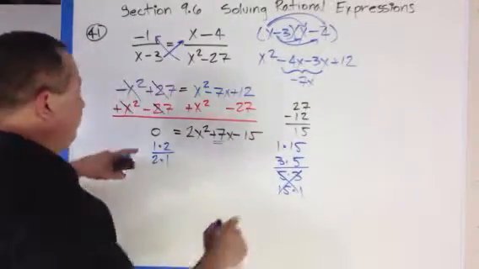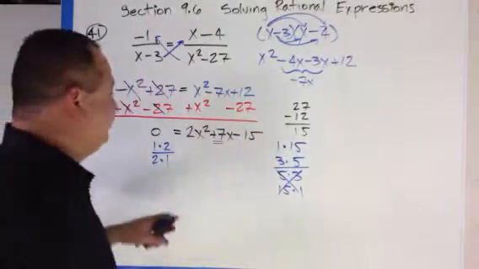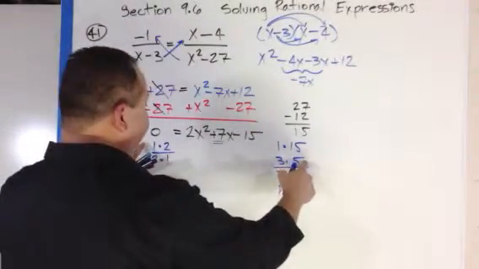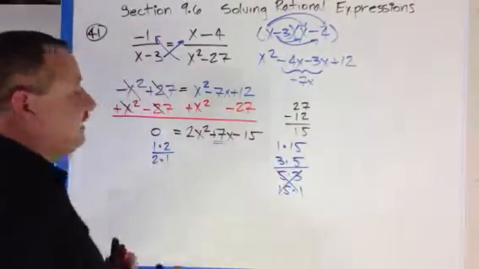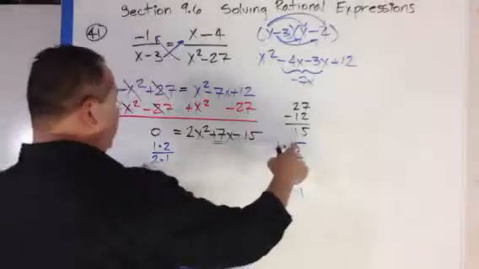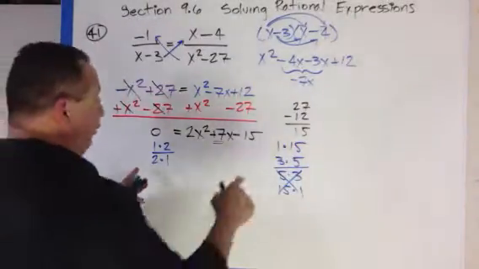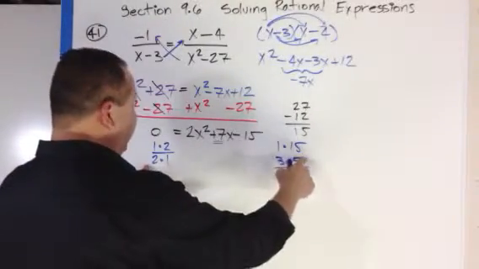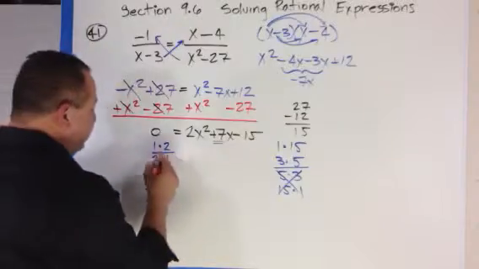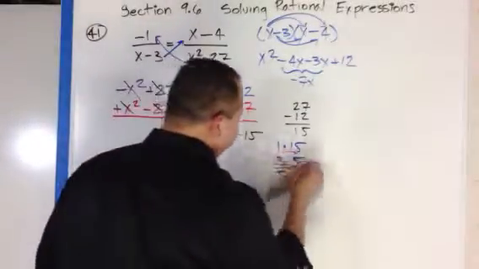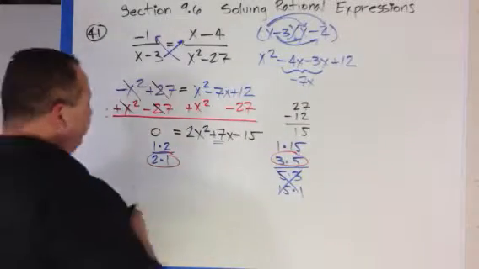Okay, 7. 15 and a 2. A 15 and a 2 won't give me a 7. 5 and 6. Looks like that won't give me a 7. 30 and 1 looks like that won't do it either. Hopefully this seems to be the last one. 10 and 3. Definitely a 10 and a 3 if you subtract them. 10 minus 3 will give you that 7 that we're looking for. So we found our factors here.